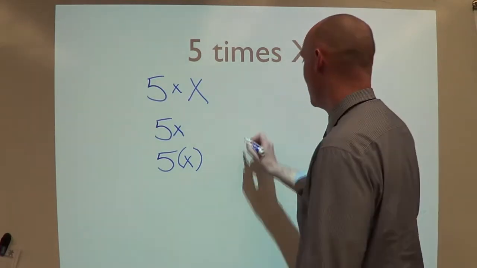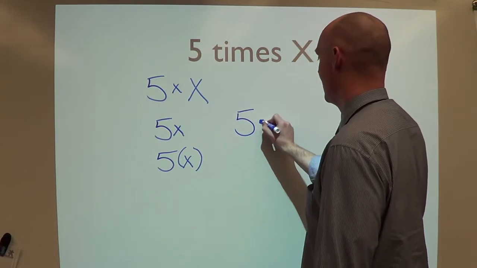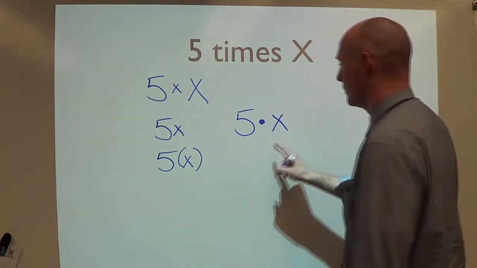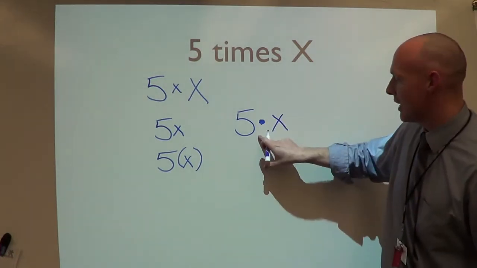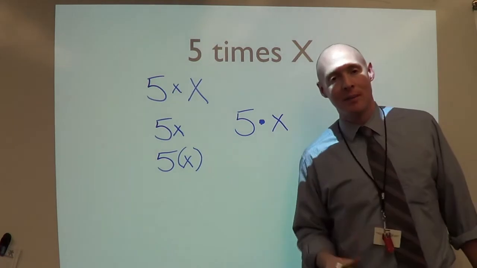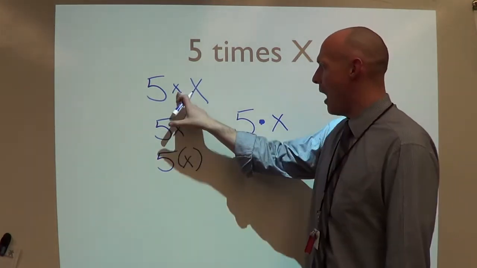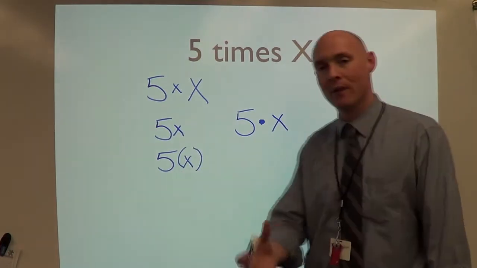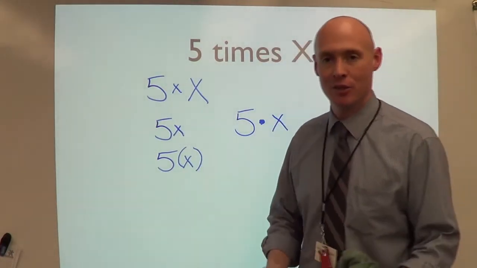Now one more. This is 5 and a dot and x. That dot right there, it's floating, it's in the middle. It's not like a decimal point down here. It's in the middle. That also means multiplication. I know if you're just looking at this, you're like, wow, how am I supposed to know that all 4 of those mean multiplication? Well, the more you work with it, the more you'll get used to it.